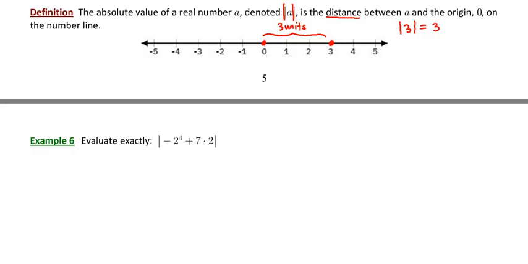But also notice, if we look at -3 on the number line and measure its distance to the origin, that distance is also 3 units. The negative associated with that 3 indicates direction. -3 is to the left of 0. But the distance between -3 and the origin is 3 units. So the absolute value of every number turns out to be positive, again, because it represents distance.